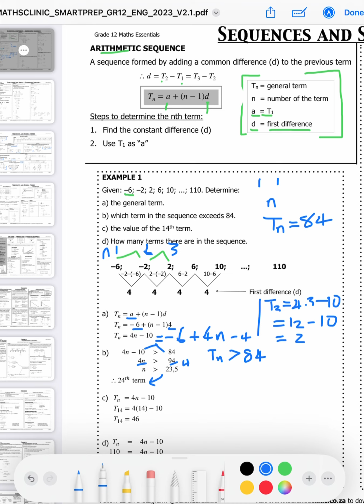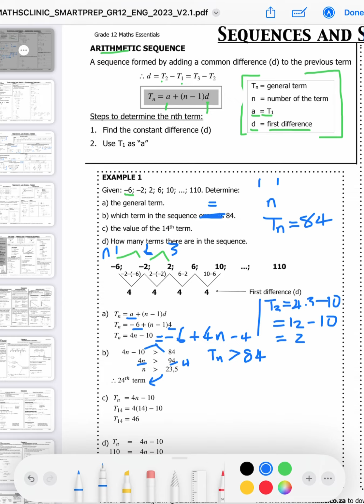Usually how they ask this question is which term in the sequence is term number 84, or is equal to 84. So which term is equal to 84? In which case you do the same thing and then say, okay, it's probably term number 23, or it's term 23.5. But here we round up or down, but we'll see with examples.